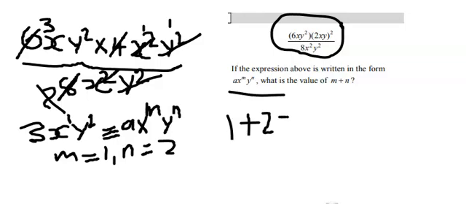1 plus 2 is equal to 3. I believe this is actually one of the simplest SAT questions. SAT questions are actually not that difficult. So m plus n is equal to what? 3. m plus n equals 3.